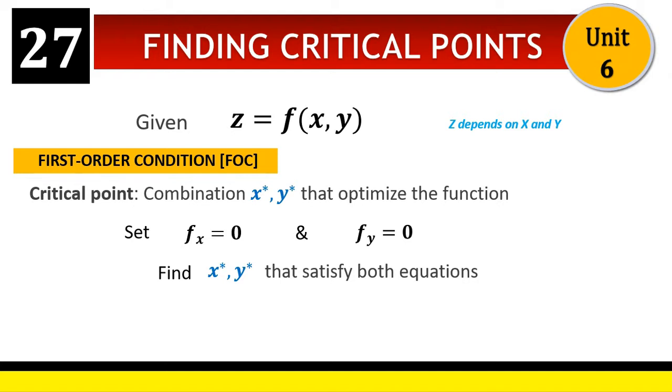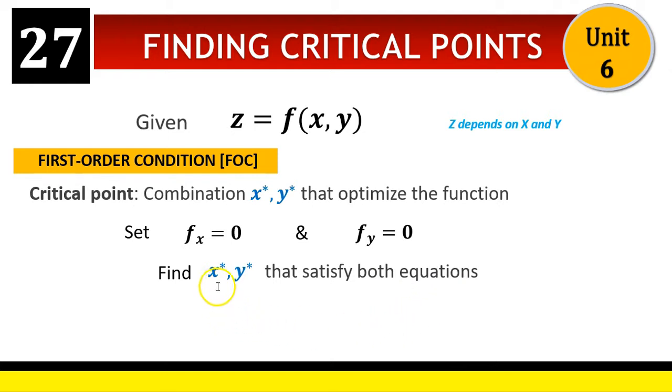In order to optimize this function, we will use a similar procedure to the steps that we use in order to optimize a univariate function. We take the first order condition, in which we calculate the first partial derivative with respect to x, and we set it equal to 0. And also, we will need to take the first partial derivative with respect to y and set it equal to 0.